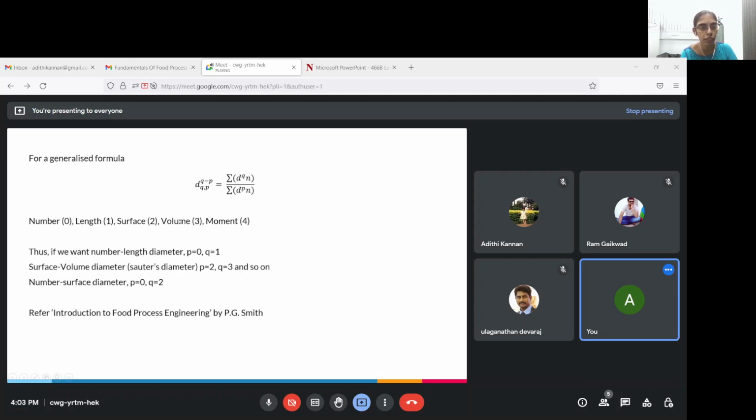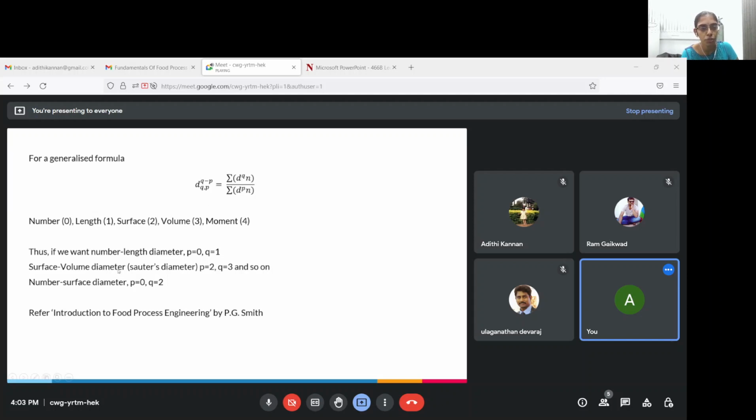In order to explain this better, let's say we want a number length diameter. That is, it has the same linear dimension as that of the particle. So in this case, number will be p, which is equal to 0, and length will be q, which is equal to 1. When you substitute p and q in this formula, you will directly get the relation between number length diameter and the diameter of different particles and its number as well.